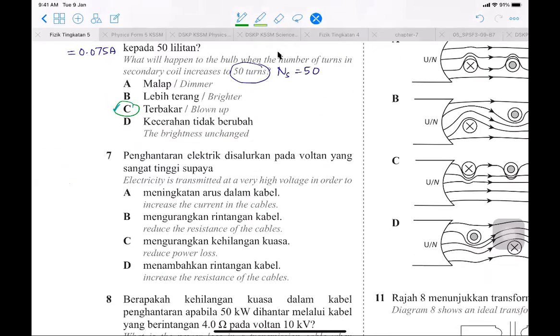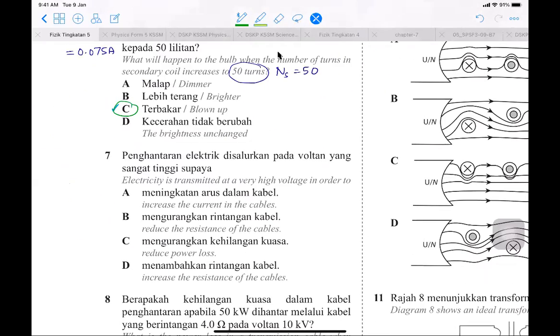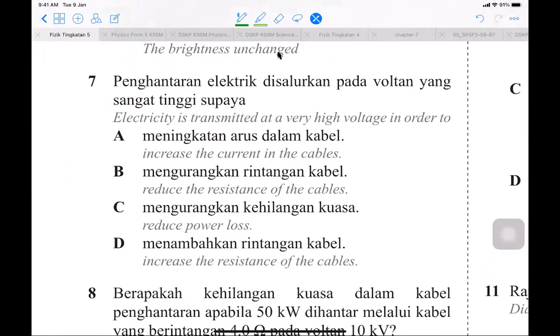Bah, soalan 7. Number 7, what will be the answer for number 7?